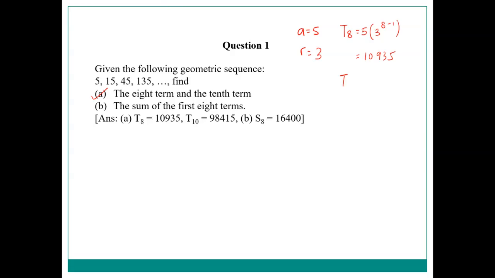Similarly, if you want to find T10, it is equal to the first term multiplied by the common ratio to the power of 10 minus 1. Check if you get 98415. You should be able to get that, all right?